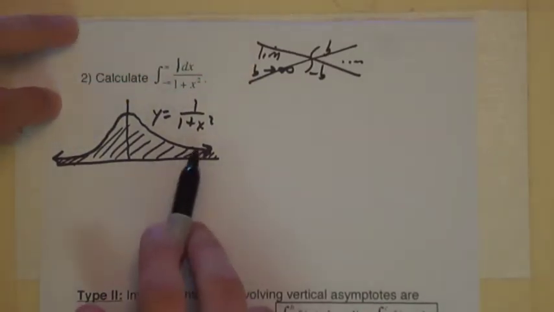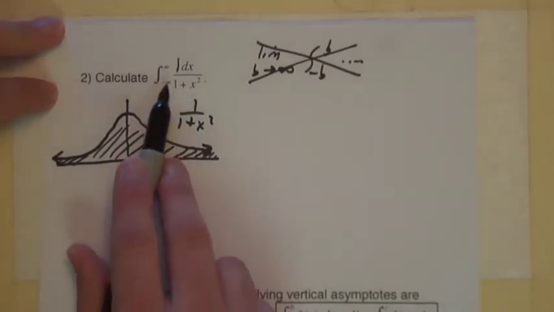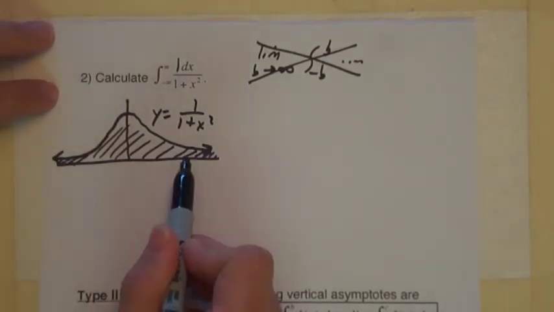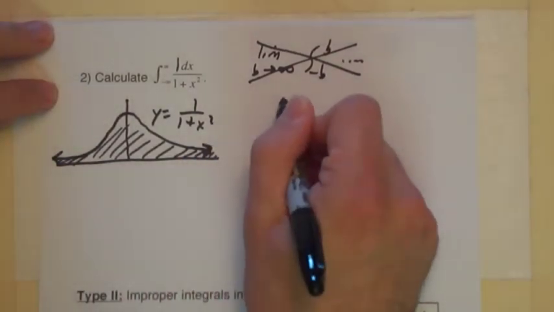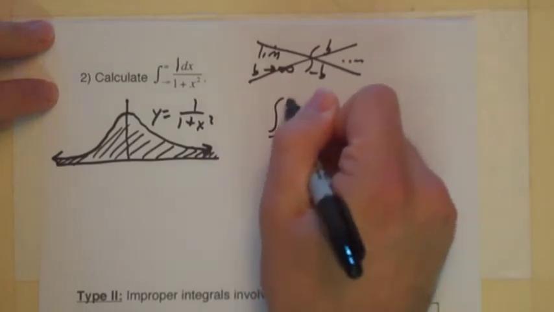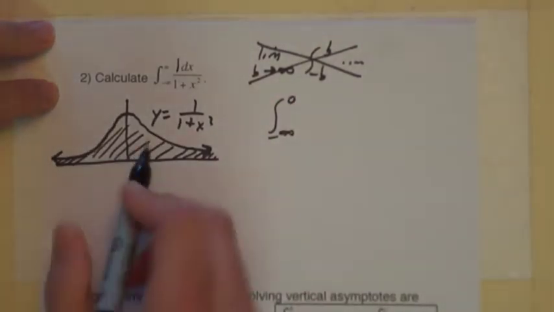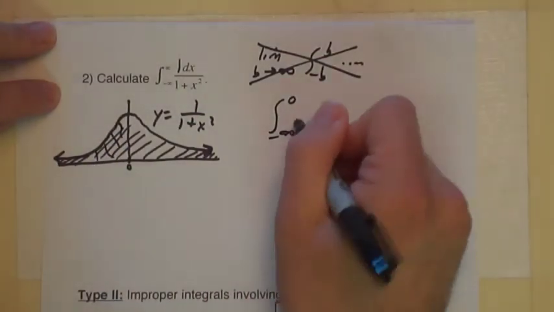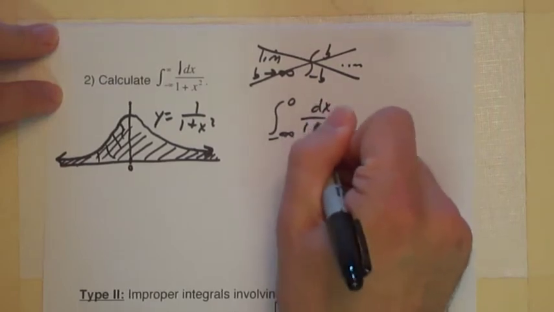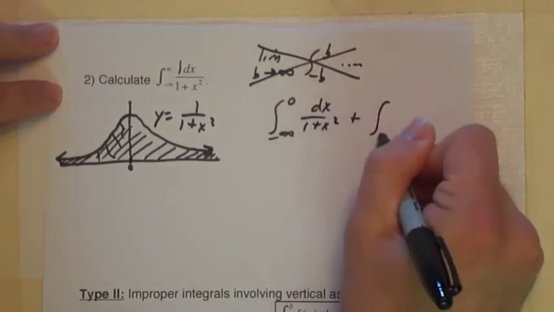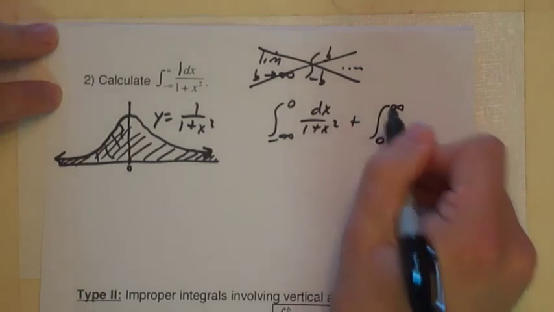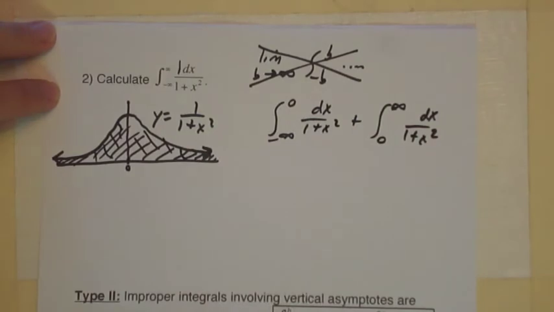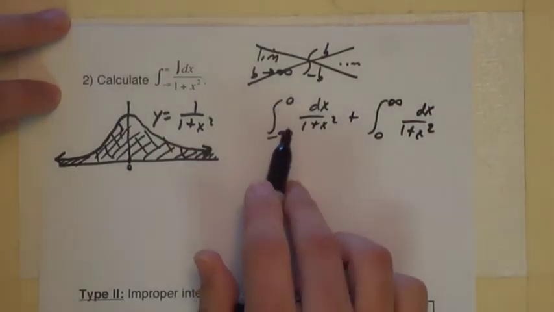The correct way to do an improper integral where it's improper at both ends, like it goes off to negative infinity and positive infinity, is to break it up into two pieces. Let's say from negative infinity to 0, so the left half here, of dx over 1 plus x squared, plus the integral from 0 to positive infinity. That would be the right half. This will work.